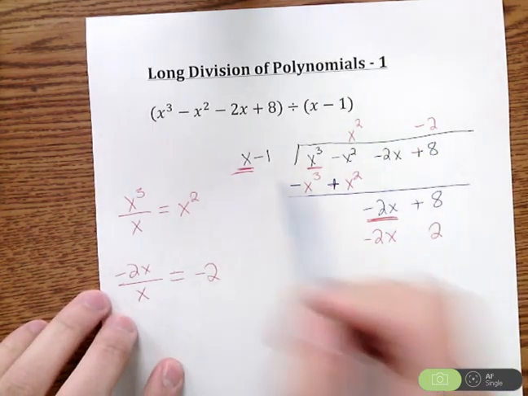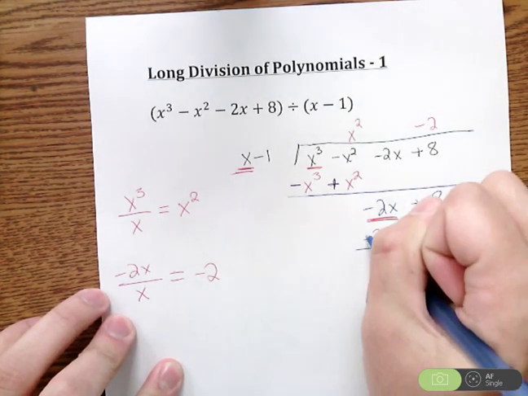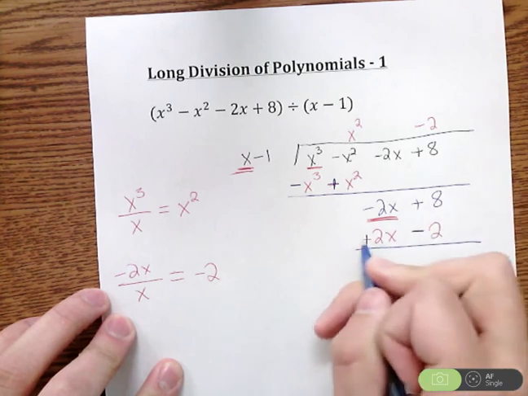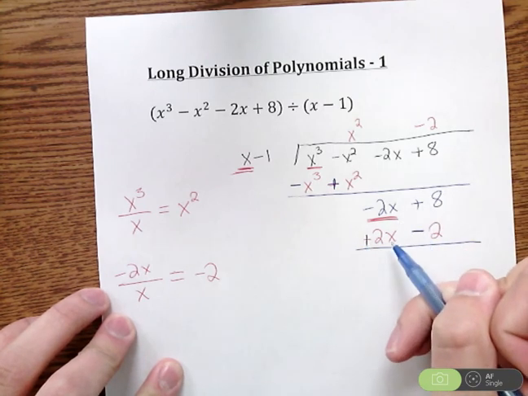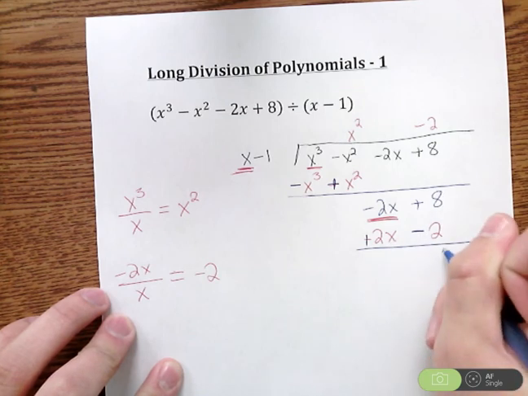After you multiply through, we are going to subtract here. So this becomes a positive 2x, and this becomes a negative 2. Subtracting off everything there, a negative 2x plus a 2x is 0. 8 minus 2 is 6.